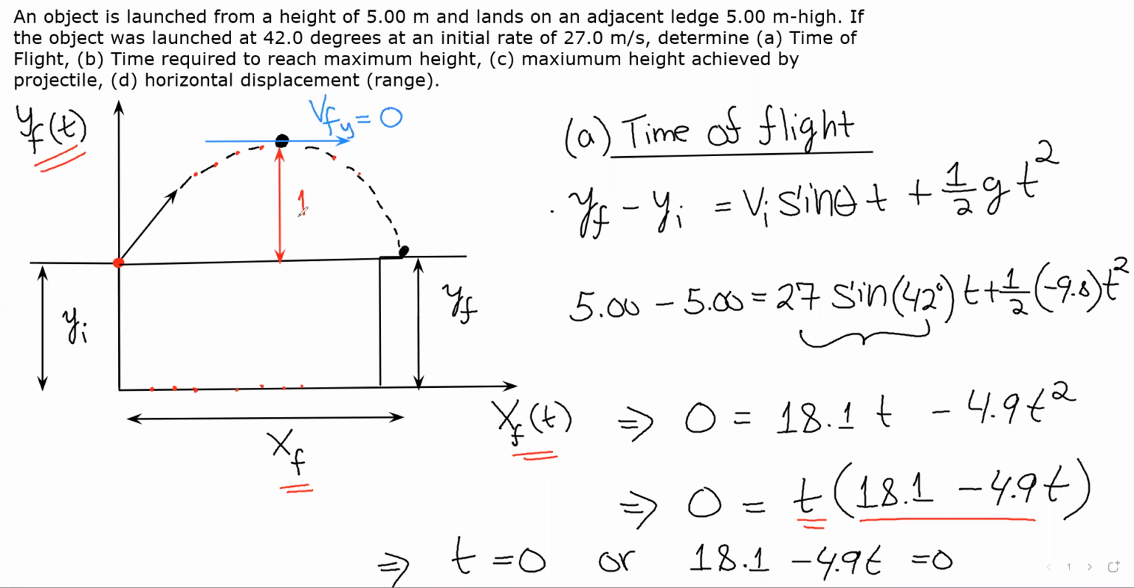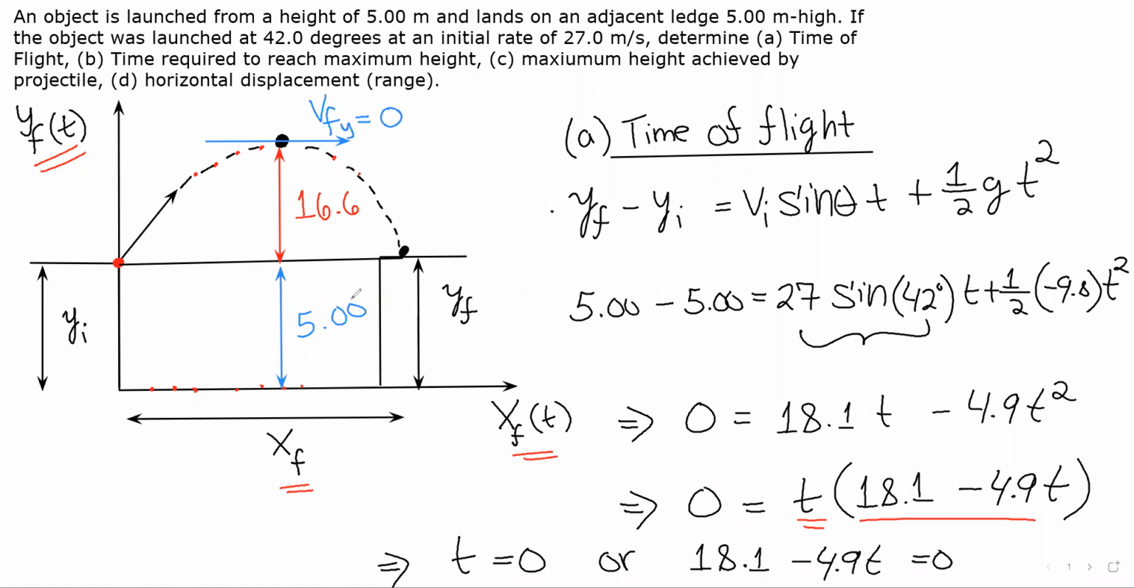This is about 16.6 meters here. And then the height below is our y initial, which we already knew was 5 meters. So you can kind of go back and check your work and see if it makes sense.